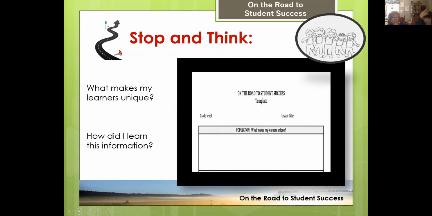I've shown you only part of it so you're not overwhelmed by it at first, but the template asks us to sit down and think, as we're lesson planning, 2 questions. What makes my learners unique? And how did I learn this information? And as teachers grow to get comfortable with those 2 questions, maybe they'll go back to the book for some of the strategies. Well, I don't know this information, so I need to learn more. What do Lynda and MaryAnn say about ways to find out more about my population? Or what makes my learners unique?